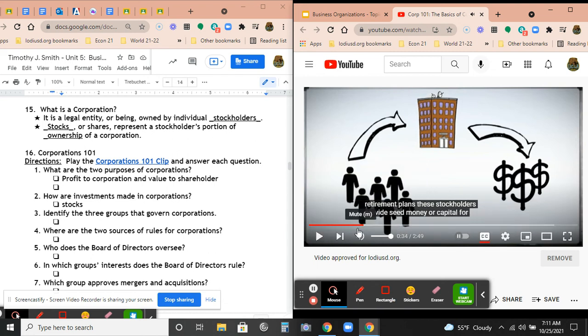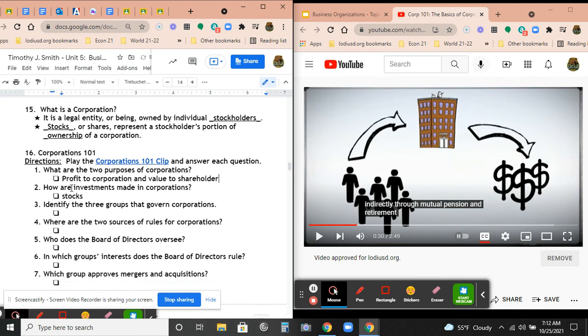So that was fast. Let's go back just a bit. Mutual, pension, three. I don't think we need that though. Identify 3 groups that govern corporations. Let's see if I can do that before they do. I think board of directors, management, shareholders. Let's see what they write.